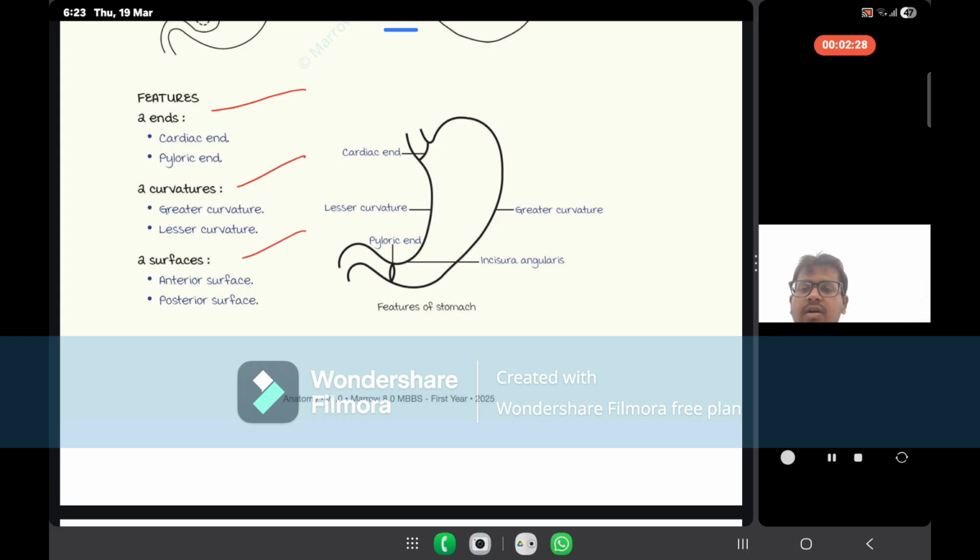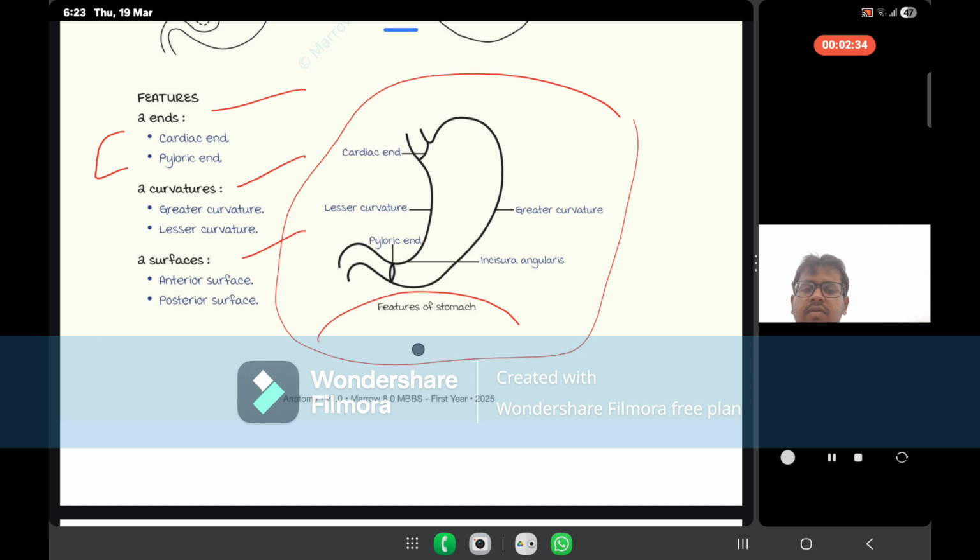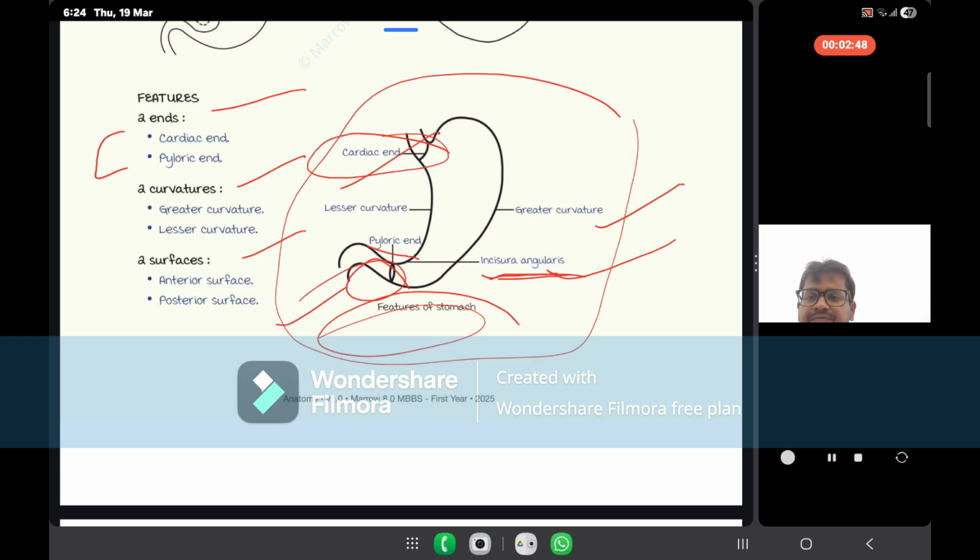Now when we move to the features, we have three features, that is, curvature and surface, with two of each. First of all, let us see what this structure wants to say. These are the features of the stomach: this is the cardiac end, this is the greater curvature, this is the angular notch, incisura angularis, this is the pyloric end. The pyloric end is at the lower part, and the cardiac end is the upper part.